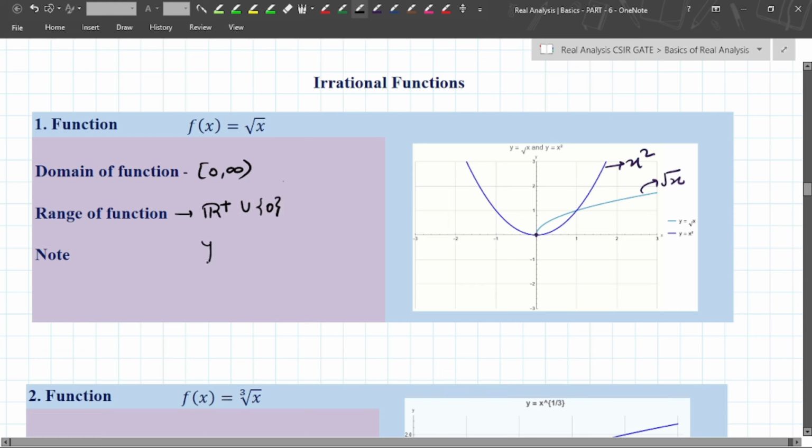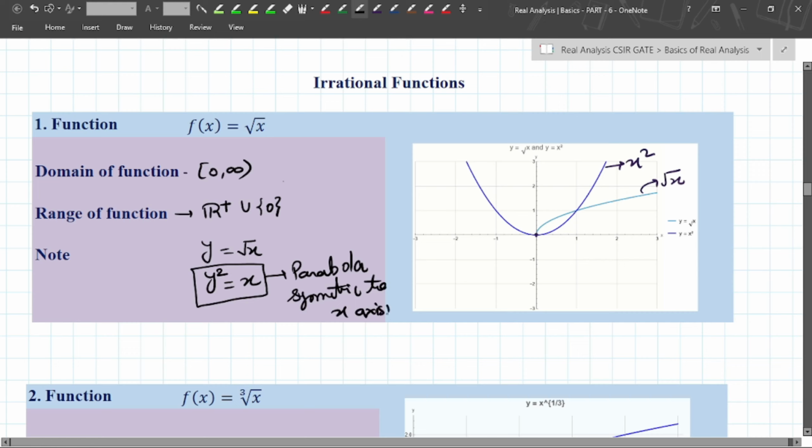No issues here. So y equals root of x. You can say y squared equals x. It means it is nothing but a parabola symmetric to the x-axis. Here it was y equals x squared, and it was symmetric to the y-axis. Now if it is y squared equals x, then it is a parabola, but it is a positive kind of parabola. You can't take negative values here.